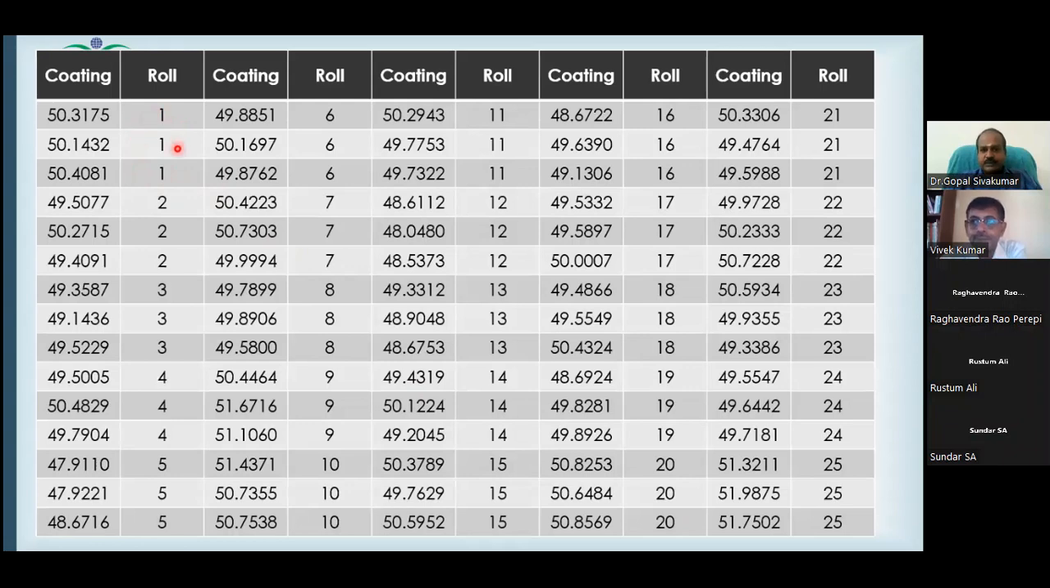What is the subgroup size? 3. Subgroup size is 3. Totally, how many subgroups are you seeing here? 20. 20 subgroups, and every subgroup has 3 samples, so totally 60 data points. Now, how are you going to use this data? That is going to decide whether you are measuring Cp, Cpk or Pp, Ppk.